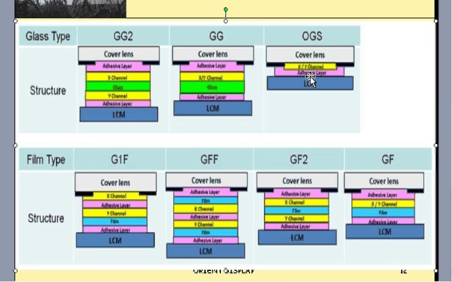So we can see that there is a cover lens. For GG2, we can see that inside there is a glass. Then we produce an X channel and Y channel electrode on the glass. Then this is a sensor. Then we use adhesive to glue between the TFT LCD as well as the cover lens. Okay, this is a very traditional one.